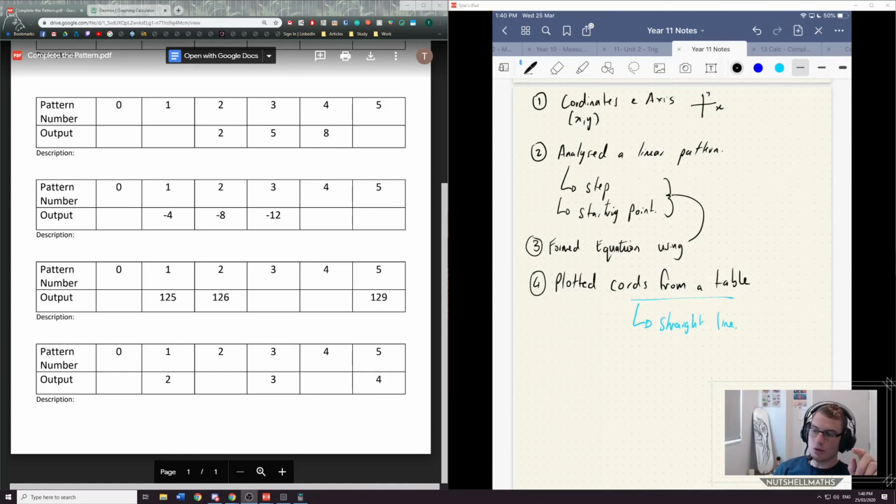So, what we've got here is the 4 things we covered. Now I need you guys to make sure you understand these 4 things. Coordinates and axes, we did the Kahoot. Then we analyzed the linear pattern. We formed an equation. And we plotted the coordinates from a table. That's a lot in one little quick lesson. But if you can process this, I'll send some homework either today or tomorrow on practicing this, and tomorrow we'll look at this in a little bit more detail, how to get equations from tables and drawing them.